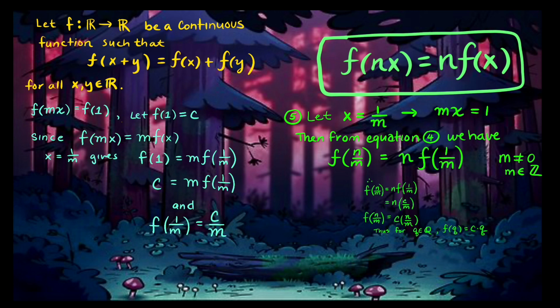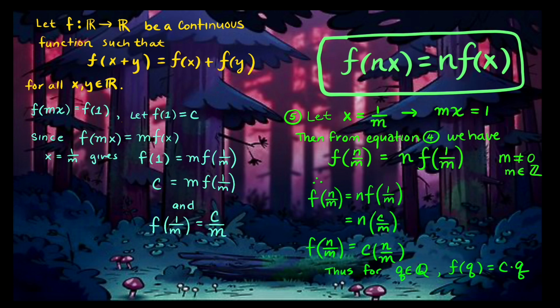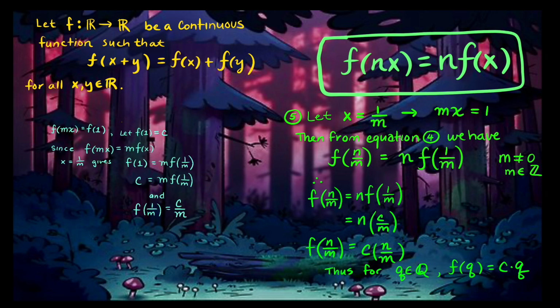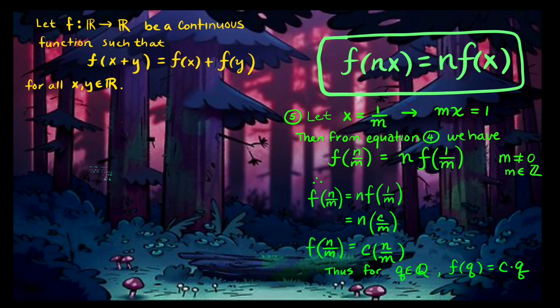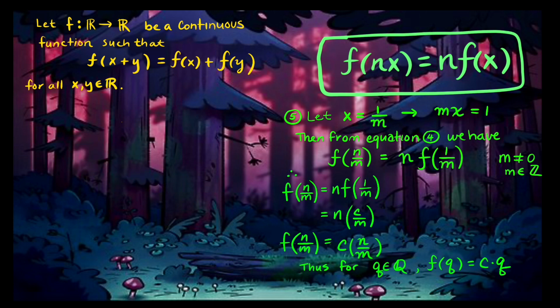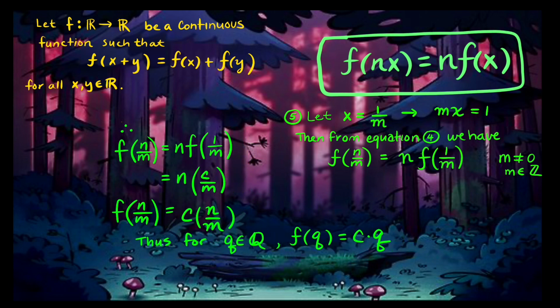Okay, so now applying that last step, that gives us that f of n over m is the same as c times n over m. So that means that if we let n over m be any rational number, which we'll generalize to the letter q, and the big Q is the set of all rational numbers, for any rational number q, when we plug it into this function, we receive the output of c times q, or c times that rational number.